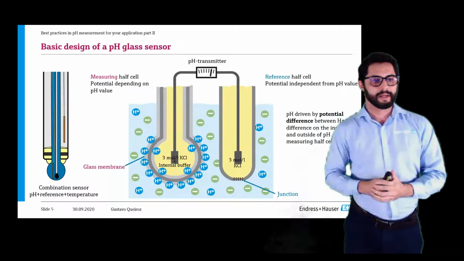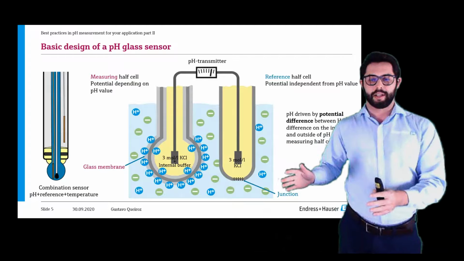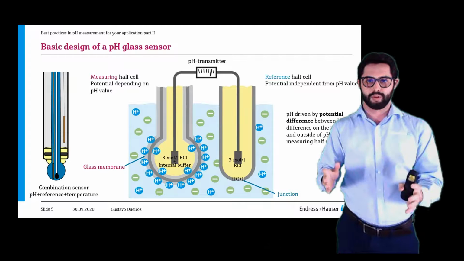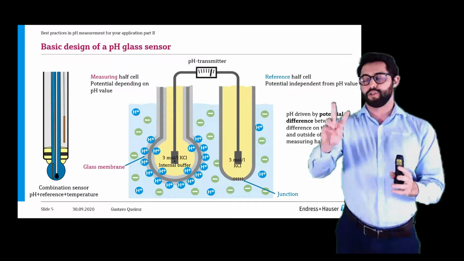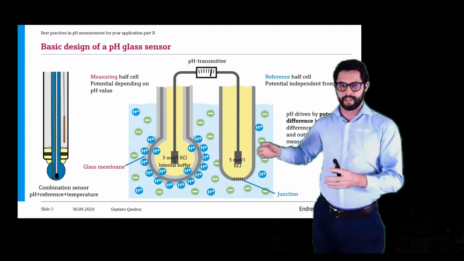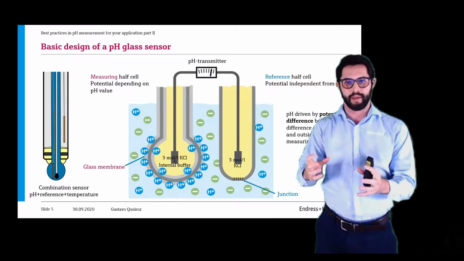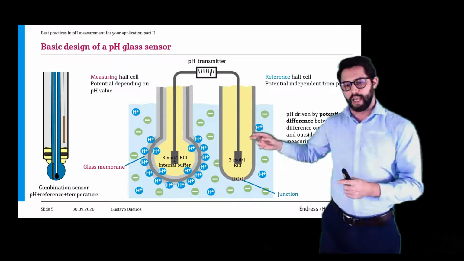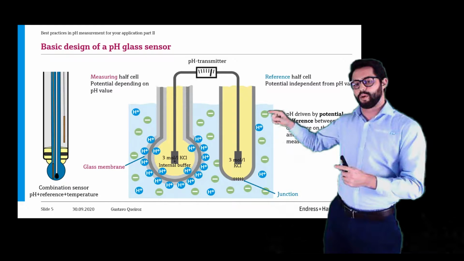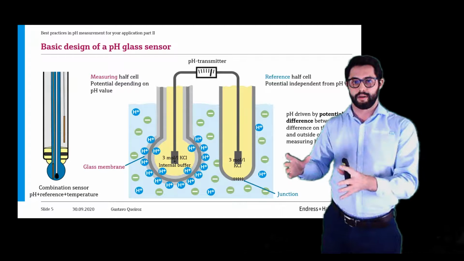All right. So here you can see the basic structure of a pH electrode. Every kind of pH electrode is composed of two main components. We have what we call the measuring cell. This is where the magic really happens. This is responsible for measuring the pH in your process. And we also have a reference cell, which is responsible for closing the electrical circuit of the pH electrode.